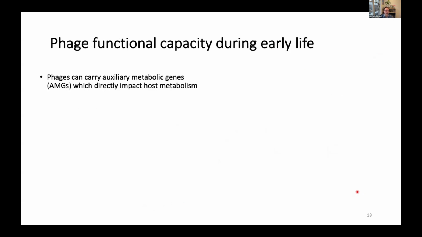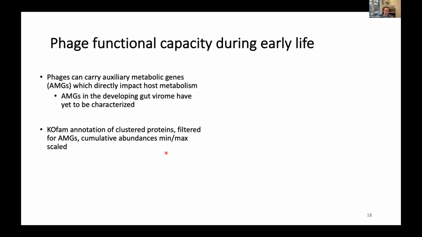And one last thing I'll quickly go over in my final few minutes. We looked a bit at the functional capacity of these phages. So phages, of course, can carry auxiliary metabolic genes, which are genes that might impact host metabolism but have no direct effect on phage replication. And studies haven't really looked at AMGs in the developing infant gut virome, so we wanted to do that.